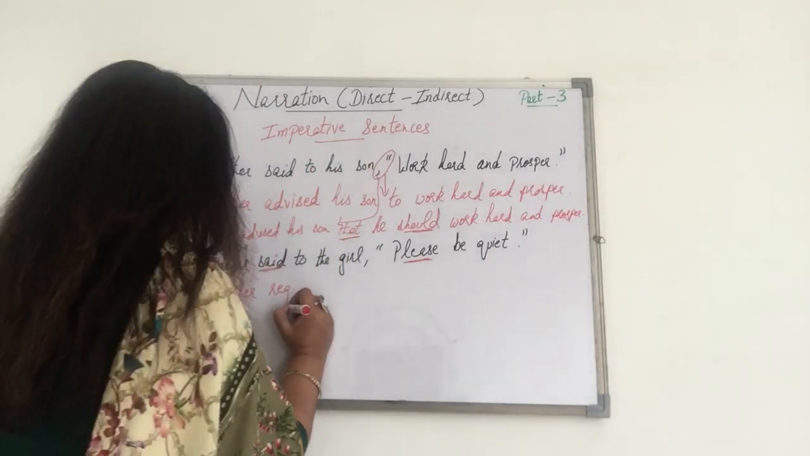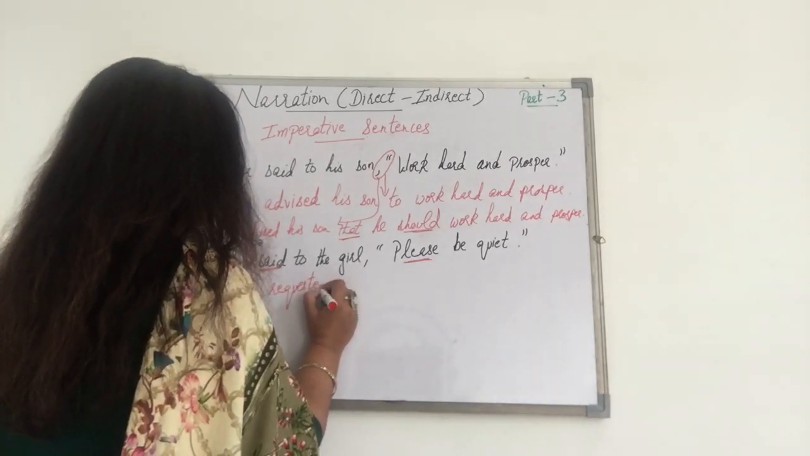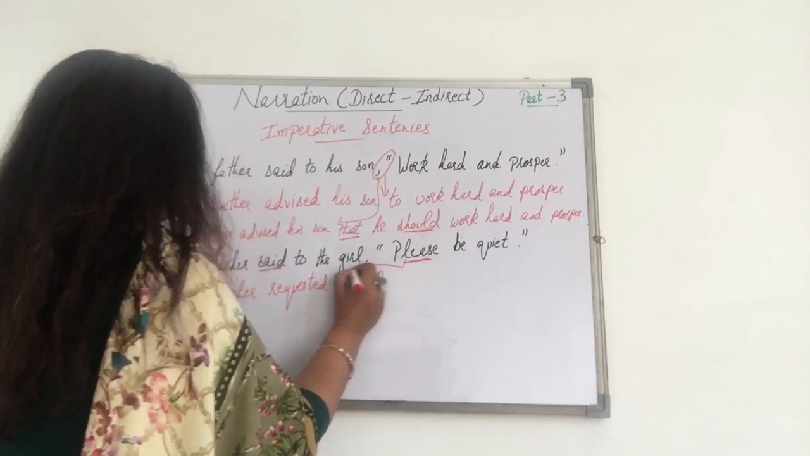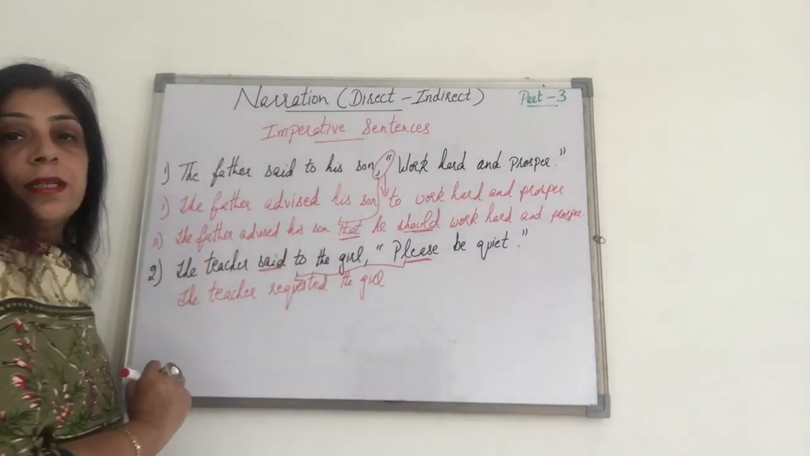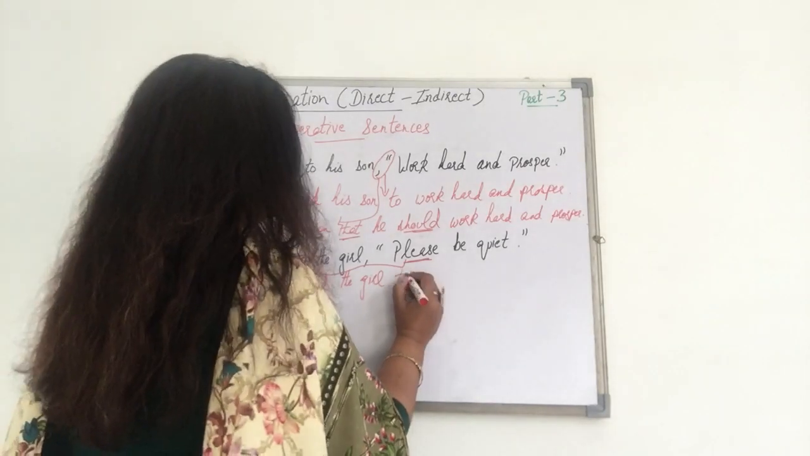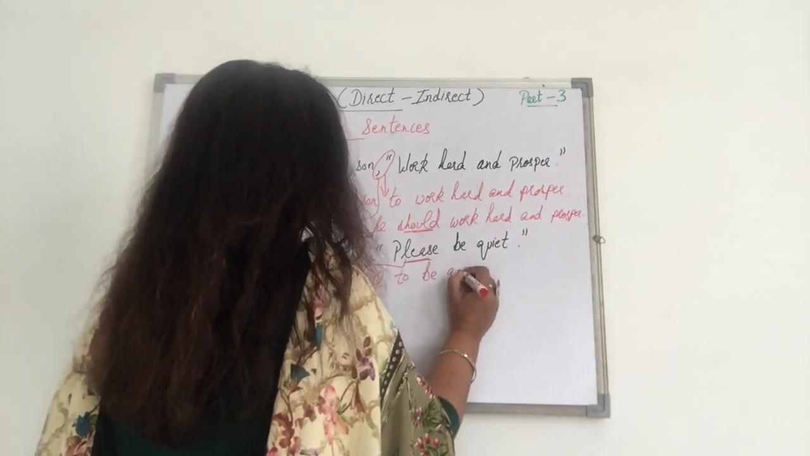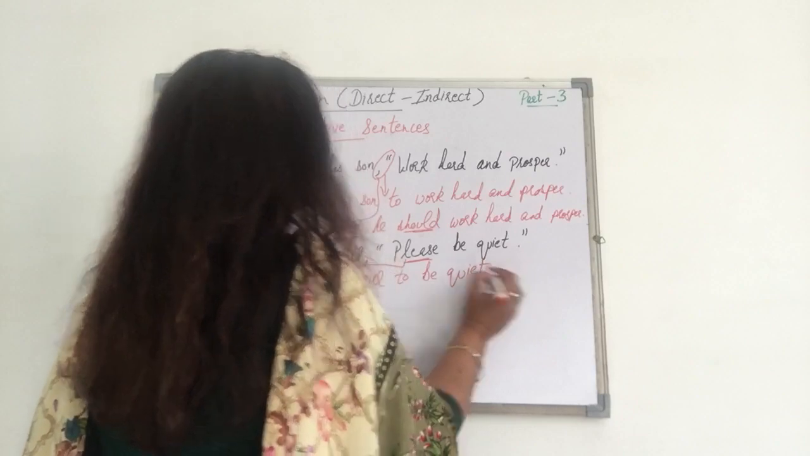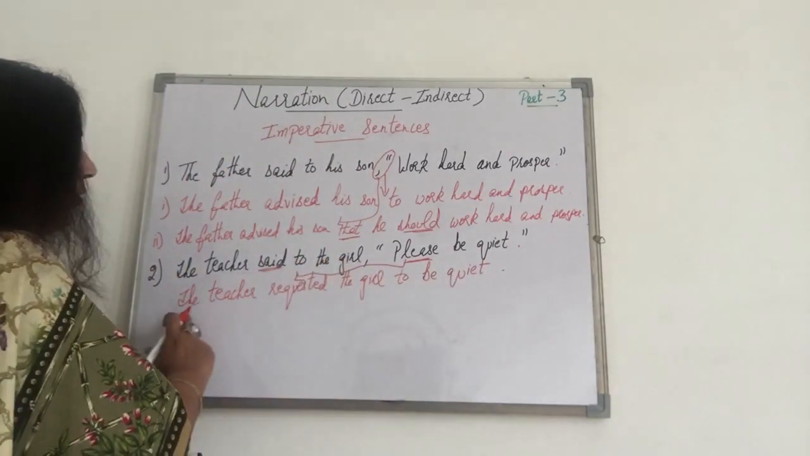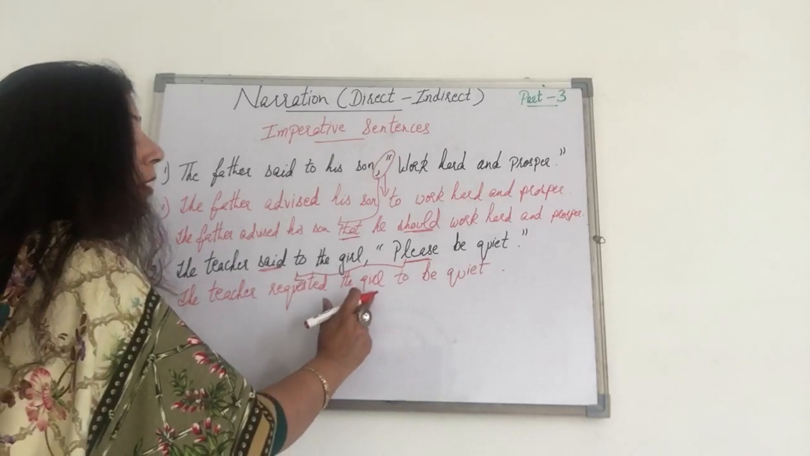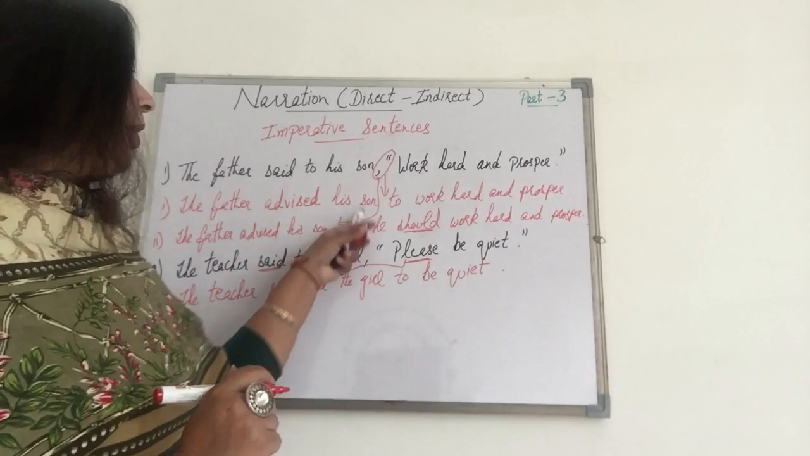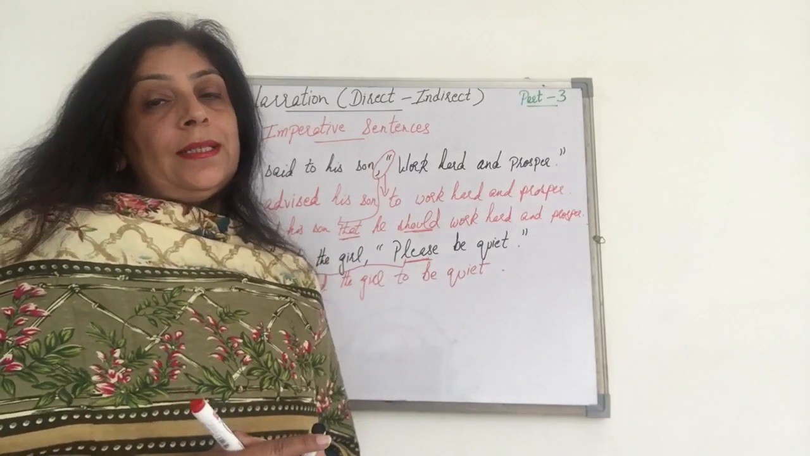So the teacher requested the girl. So this please changes into requested. Remember, the teacher requested the girl to be quiet. Straight away. If you want, you can make it with that also. The teacher requested the girl that she should be quiet. I told you can do it in two ways, right?